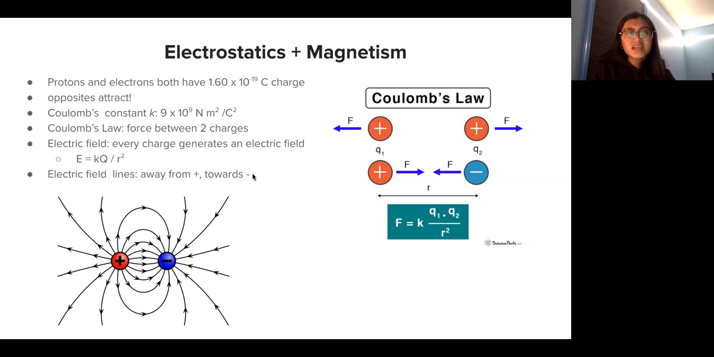And then every charge will also generate an electric field, and you can calculate that electric field by this formula, E equals KQ over R squared. And then electric field lines, which you can see in this diagram here, will always go away from the positive charge and towards the negative charge. As you can see here, the arrows are going out of the little plus sign and towards the little minus sign.